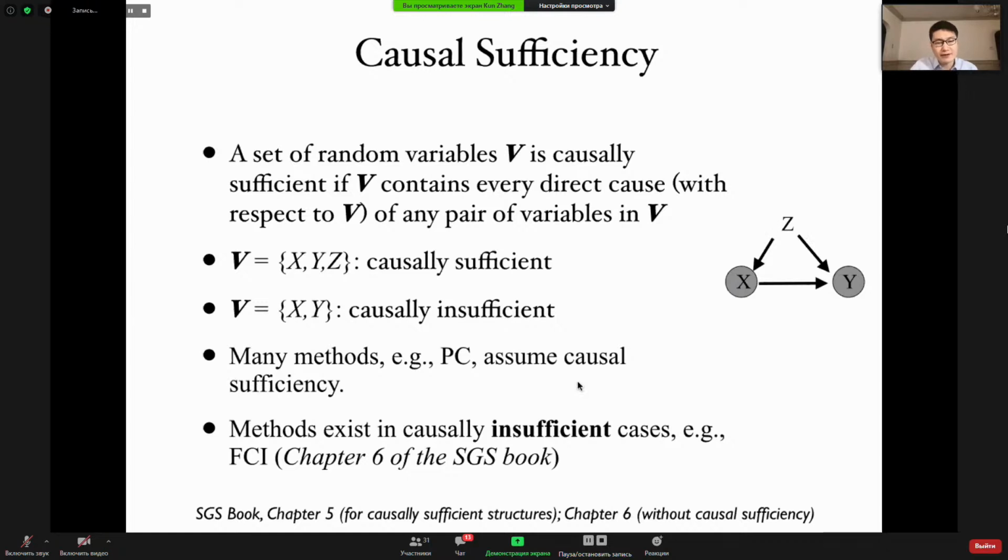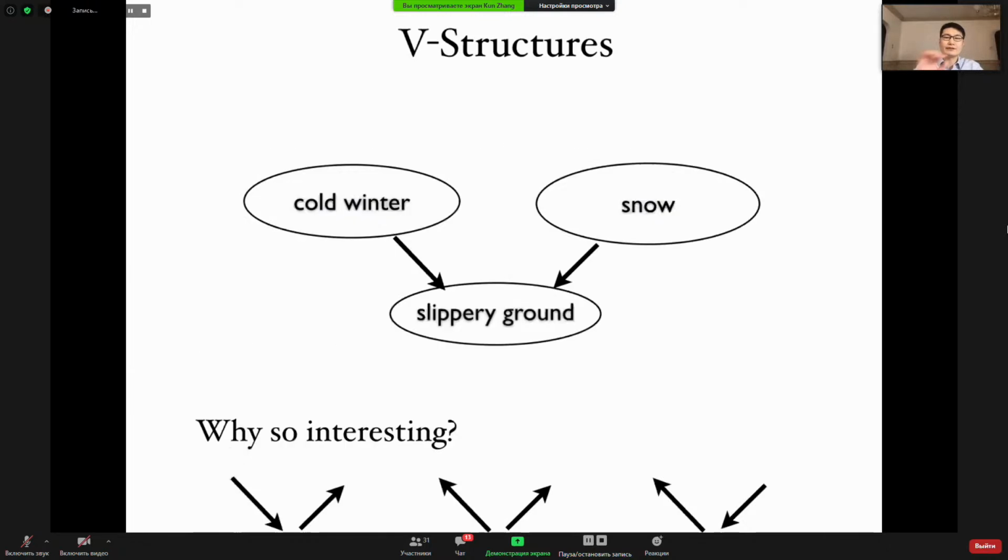However, some methods can handle confounders. For instance, the FCI, fast causal inference method, can still give the right results, even if there are confounders in the system. And later you'll see some examples. Okay, this is the causal sufficiency.